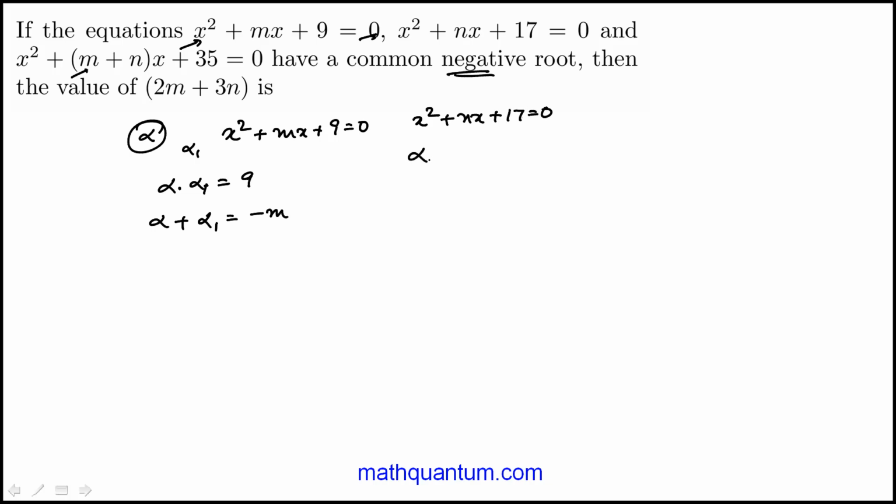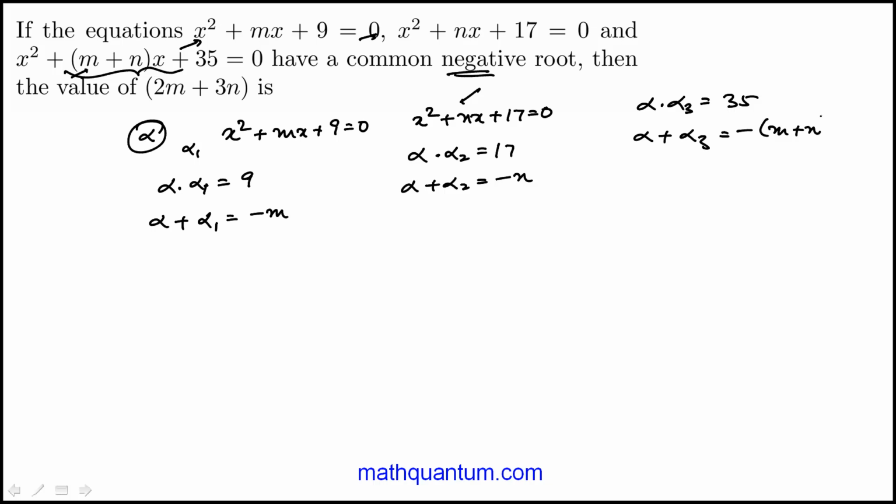The common root is alpha. I'm going to call that alpha 2, the other root, in the case of the second quadratic equation. That will be 17, just applying the same condition, and the sum would be minus n. And then finally we have, I'll call alpha 3, the other root for this third quadratic. That would be 35, and then alpha plus alpha 3 would be minus of m plus n.